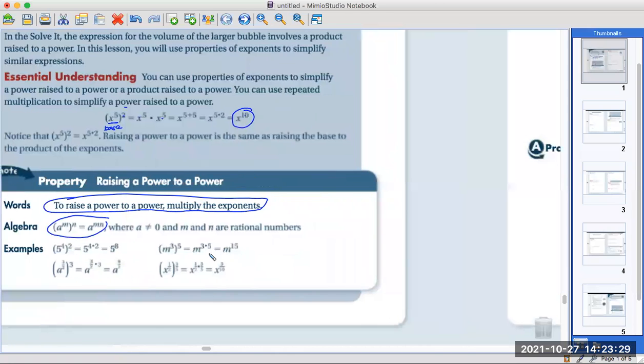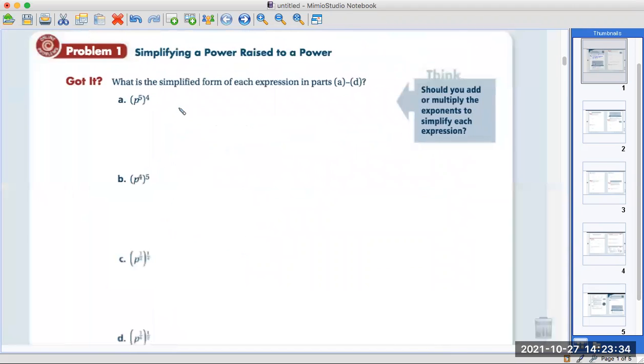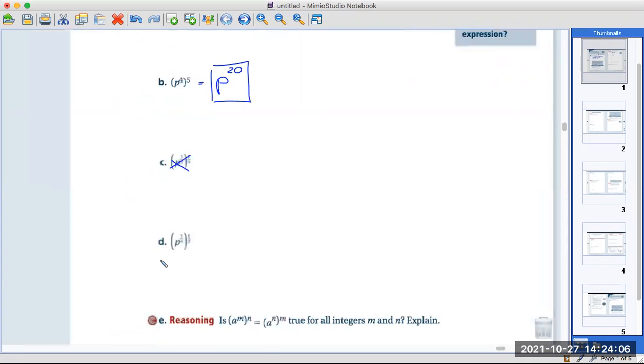So the next page, by the way, we're on page 607, has simple examples. And what is the simplified form of each expression? Multiply. You notice you only have one base, p. 5 times 4 is p to the 20th. Make sure you write these numbers higher. The exponent has to be higher than the base. Okay, this one is the same way. You only have one base. 4 times 5 is also 20. Skip that one. And skip that one.